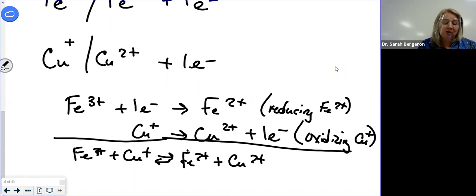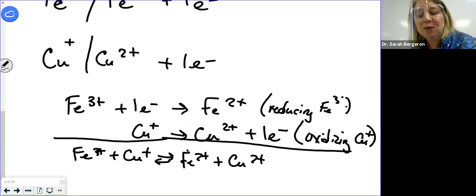So the next question is, why? Why do these electrons move? You said reducing Fe2+, would it be 3+? 3+, sorry, 3+. That's terrible. 3+, thank you.